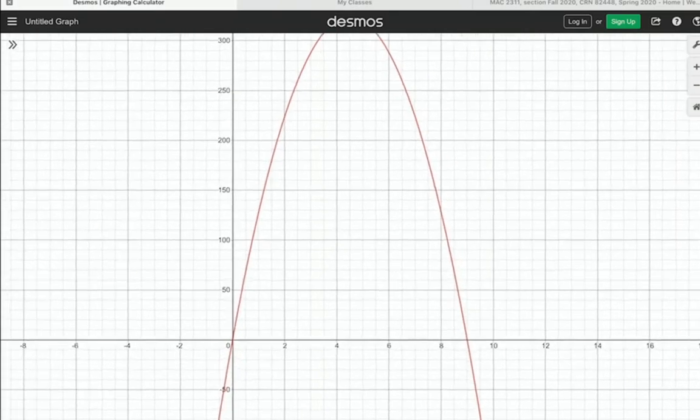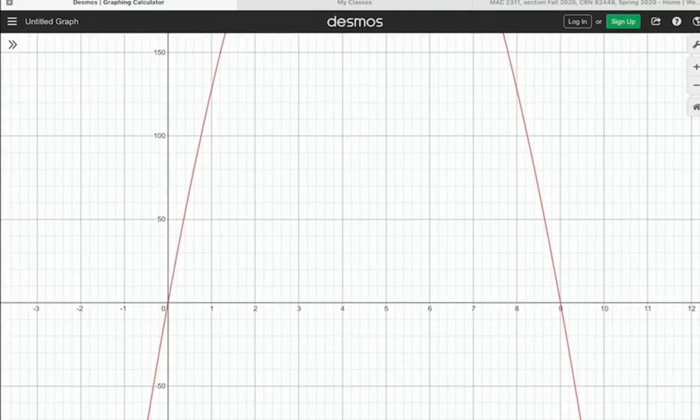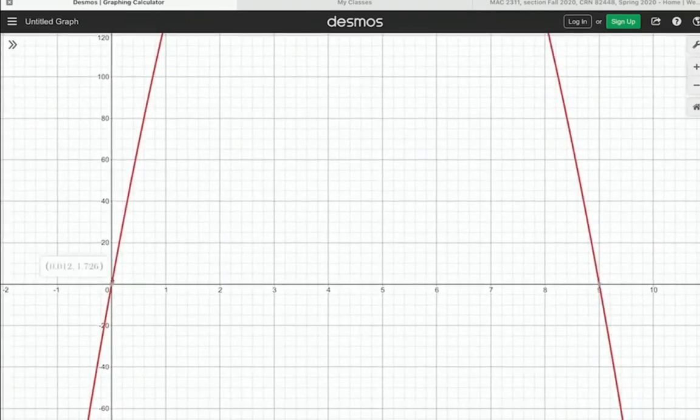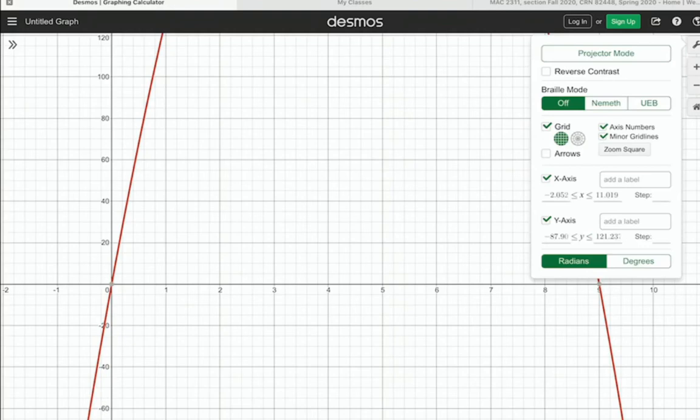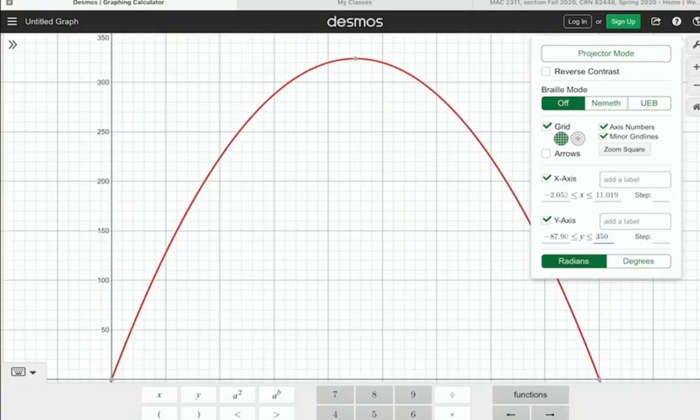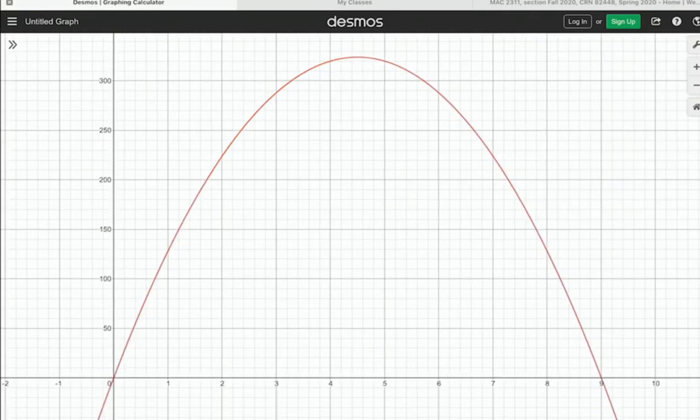I wish I could just zoom in sideways, but as I zoom in on the x-axis, I can see that I have an intercept over here at 0, 0, and to the right I've got an intercept at 9, 0. Now that those are fit nicely on the screen, the top half of my parabola is off the screen. This is when it's nice to hit that little wrench in the top right corner, and under where it says y-axis, take the larger of those two y values to 350. Now I've got the whole parabola on the screen.